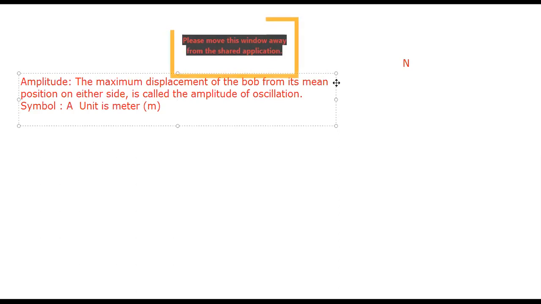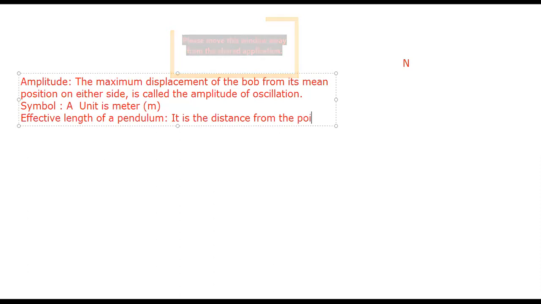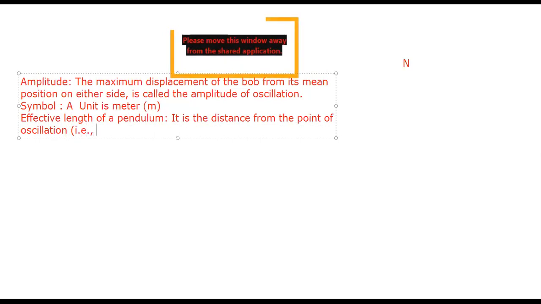And the last one, write down effective length of a pendulum. The second one is the effective length of a pendulum. And the definition goes, it is the distance from the point of oscillation. The point of oscillation is nothing but the center of gravity of the bob, to the point of suspension.